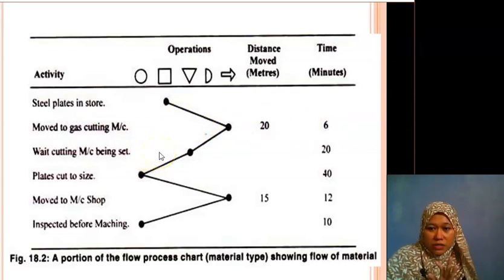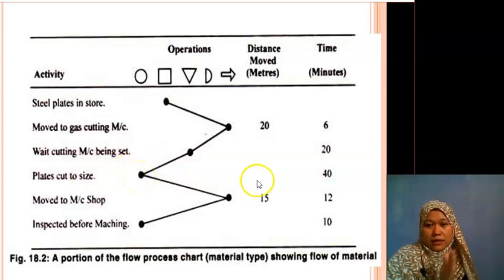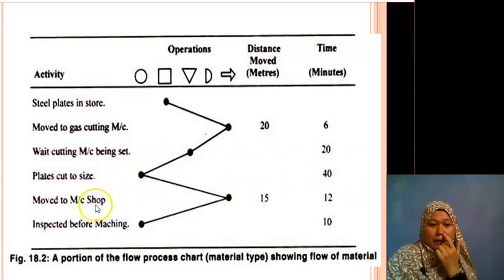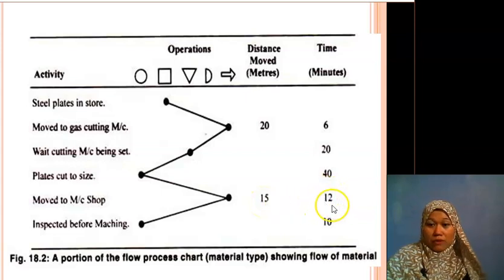And then from the observation, they know that there is waiting time for the cutting machine. So there's a waiting time here, about 20 minutes. And then the operation, when the plate is cut into size, it took about 40 minutes. And then after that, it moved to the machine shop. Movement, transport 15 minutes, 15 meter. They have to move 50 meter. It took them about 12 minutes. And then finally inspected before machining. So operation, and then it takes about 10 minutes.